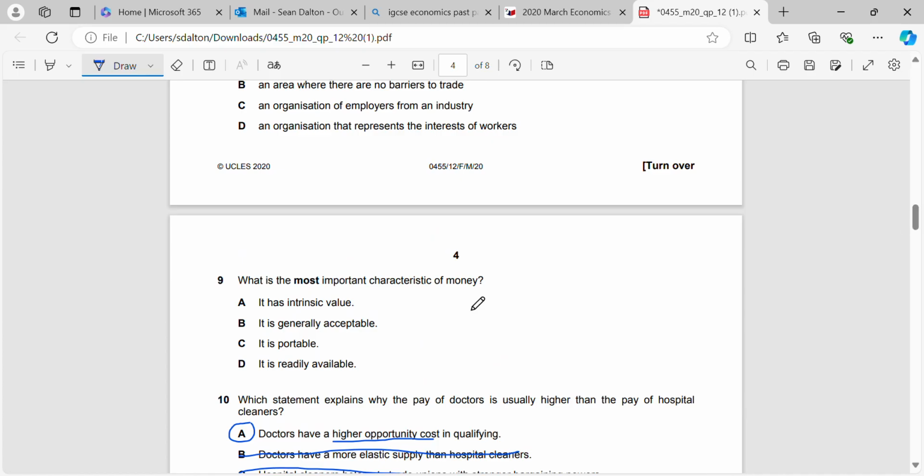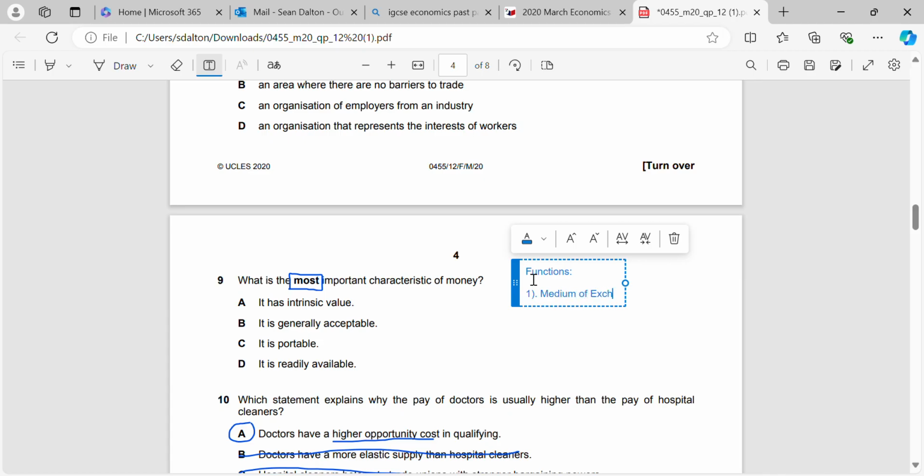Okay, what is the most important characteristic of money? So at the time I'm recording this, we've just gone through money and banking in class, right? And we had 4 functions and 4 characteristics. And what I told you guys in class is that, if I just give you the functions first, the most important function of money is the medium of exchange. And that's number 1 in our slides, right?